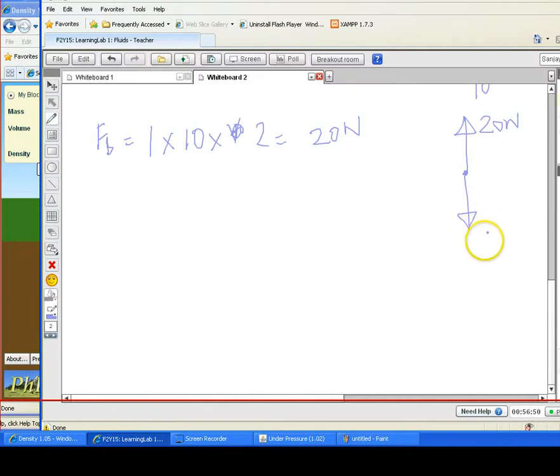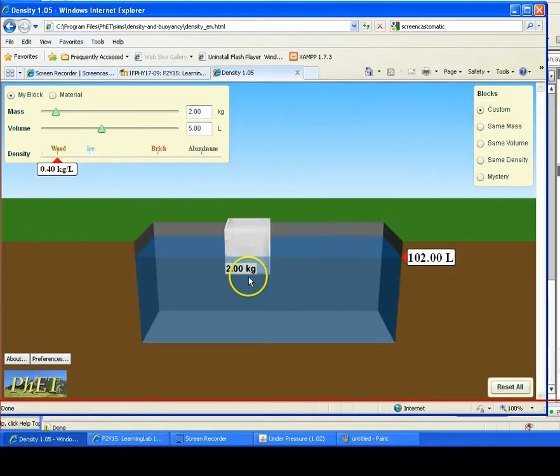And I've got the weight of the object acting downwards. Mass is 2, acceleration due to gravity is 10, 20 newtons downwards. This should be stable. And indeed, that is exactly what we see. It is stable. Okay? And we can see that as the mass has increased, it's had to displace a greater amount of water. According to Archimedes' principle, buoyancy force equals the weight of water displaced. The weight of water displaced now is 2 liters, therefore the weight of that is 20 newtons, and that balances out the 20 newtons weight of the object itself. Okay?